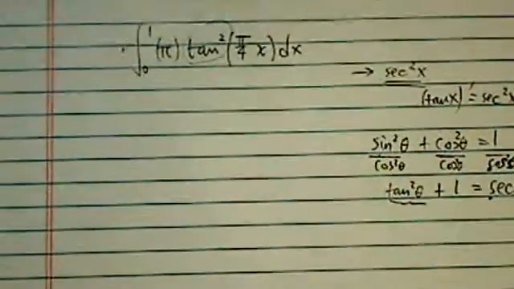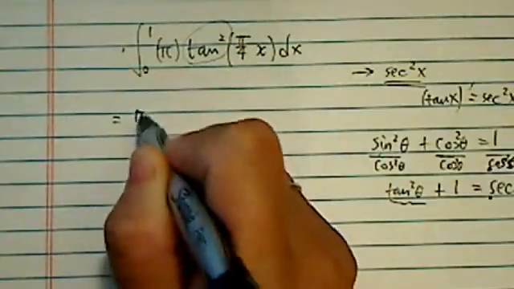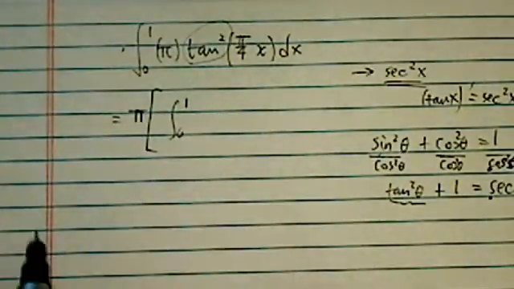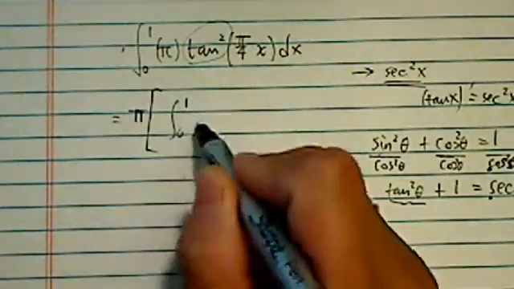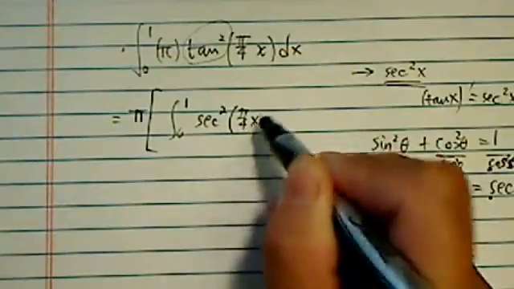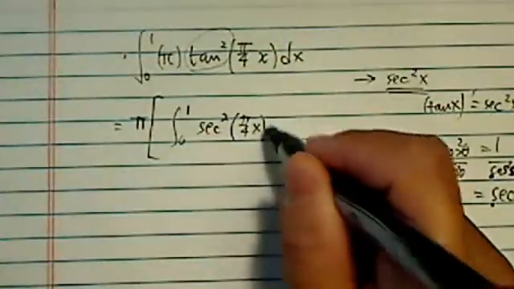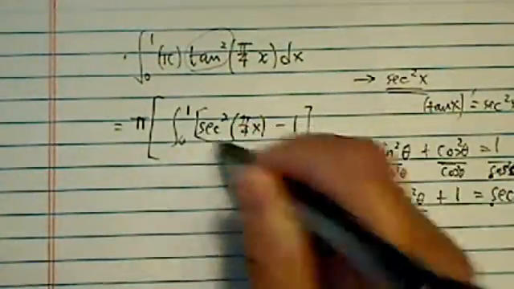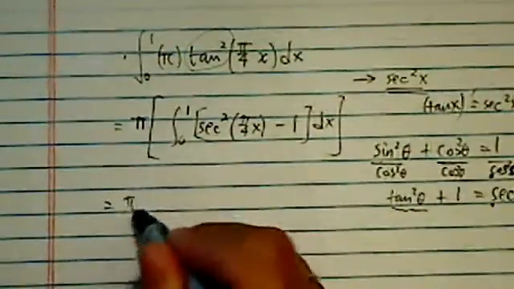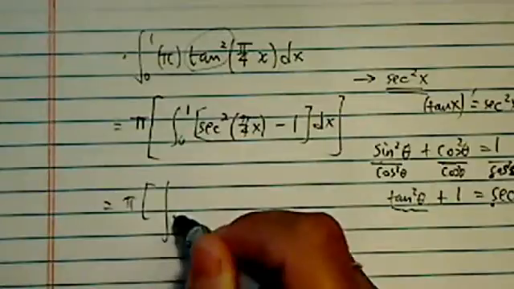So let's go back there and use that fact. We're going to pull the pi out. Let's clean it up a little bit. We have 0 to 1. Tangent square is equal to secant square of whatever you had before, I'm just going to copy it, minus 1. This whole thing is dx. Okay, this one is pretty easy.